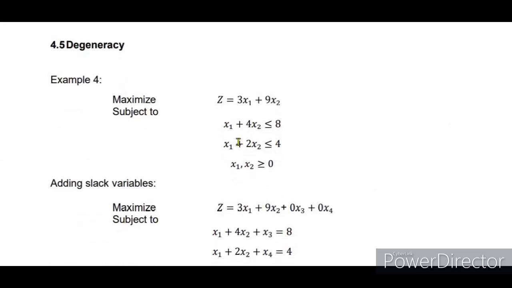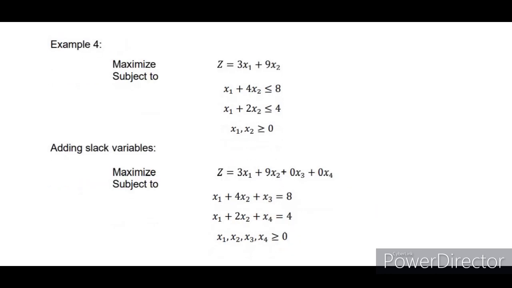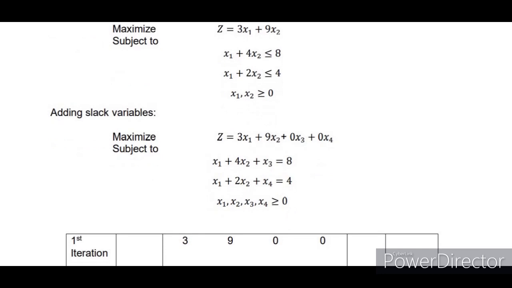Example number 4: maximize z equal to 3x sub 1 plus 9x sub 2, subject to x sub 1 plus 4x sub 2 less than or equal to 8, x sub 1 plus 2x sub 2 less than or equal to 4, and the non-negativity constraint x sub 1, x sub 2 greater than or equal to 0. Adding the slack variables, we have x sub 3 and x sub 4. There's no problem in their inequality symbol because they are all less than or equal, so the slack variables are positive.